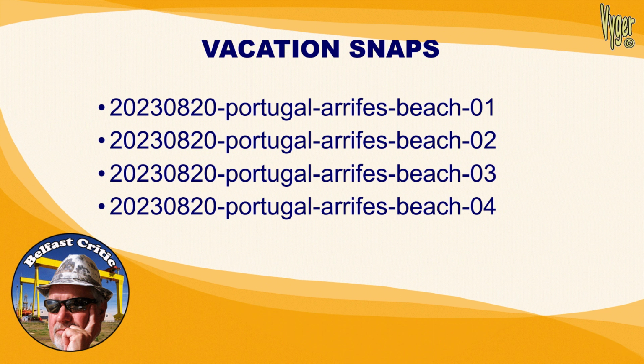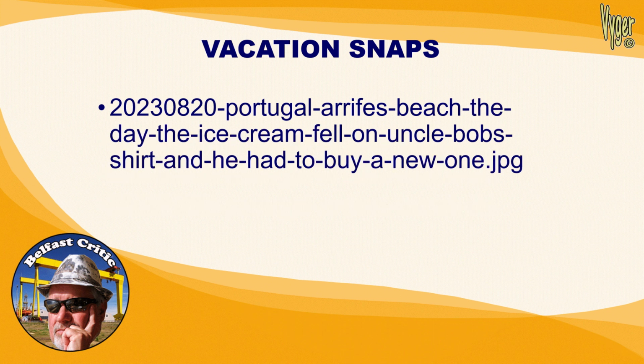Your vacation photographs may well end up looking something like this. Everything is there: date, country, location, and sequence. This is not a good file name. Yes, it's very informative, but it's 110 characters long and doesn't fit into any defined data blocks.